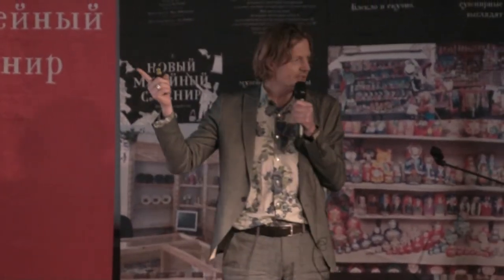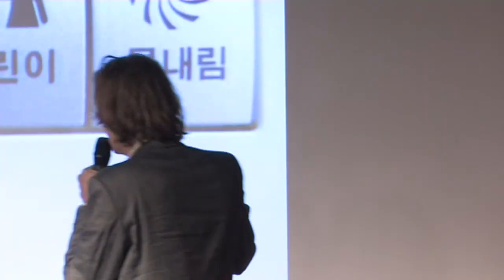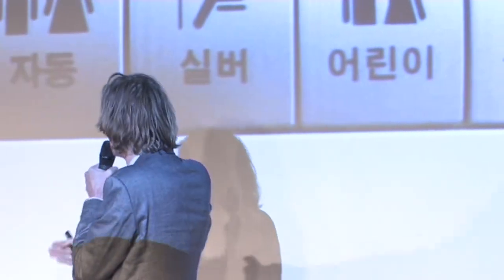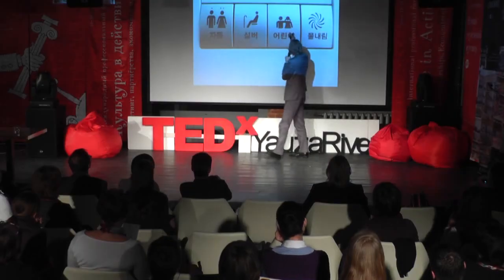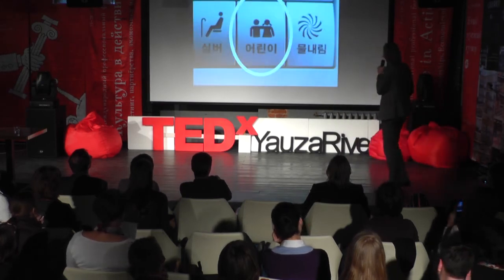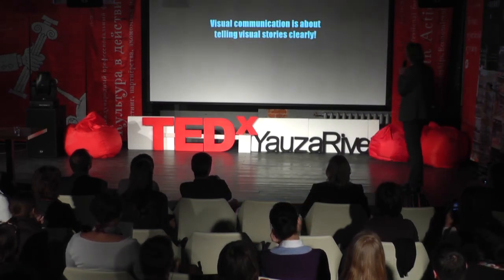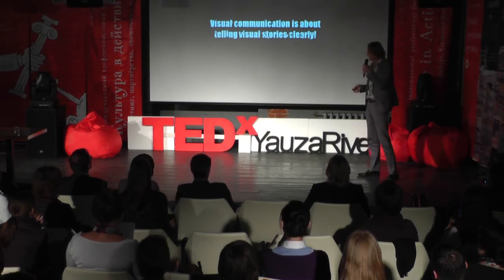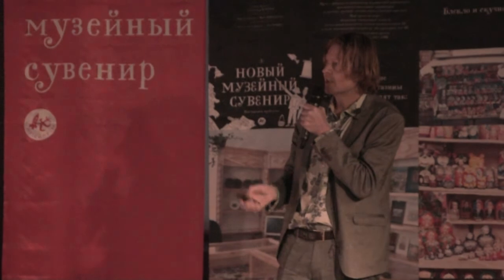So back to toilets, crazy toilets. These signs on my toilet in Korea in a hotel. What does this mean? I mean, I want to flush the toilet. Just flush the toilet. Only flush the toilet. Men, women, old people, children, I don't know. Don't touch the buttons if you don't understand them. So, what is this all about? Visual communication is about telling visual stories in a very clear way. And understanding clichés can help a lot.